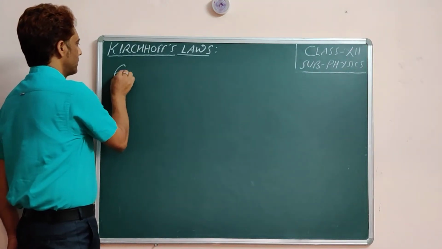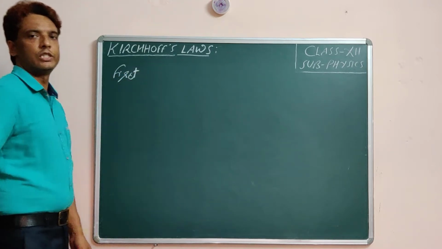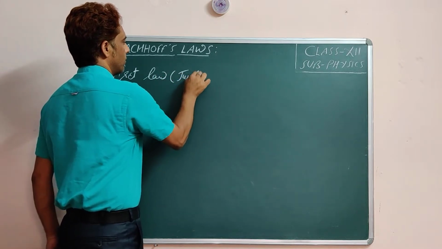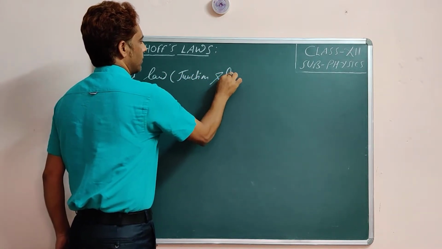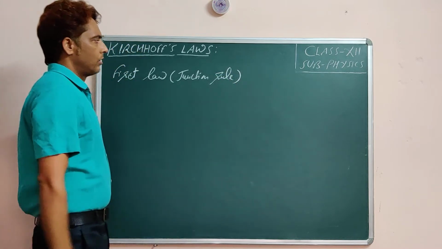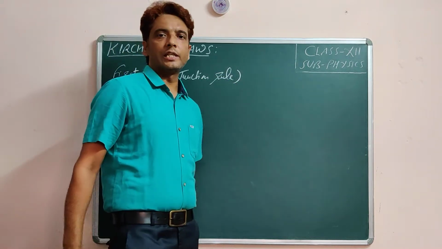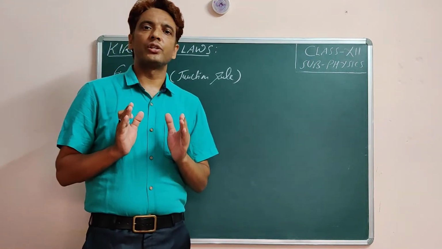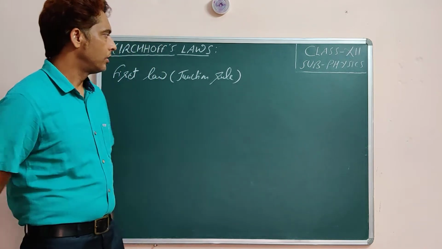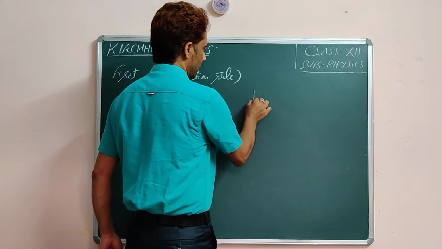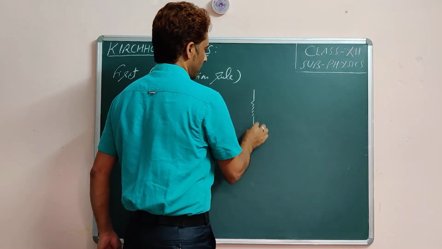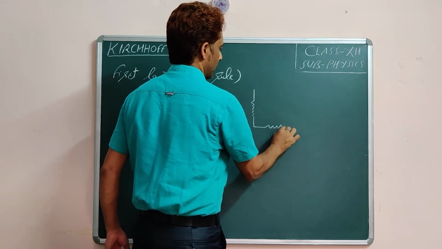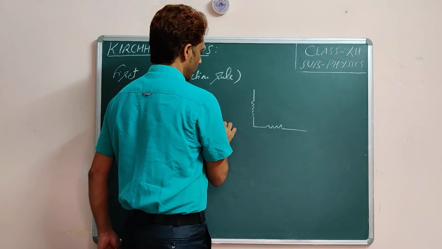First law is also known as junction rule. Junction rule. So this law states that the sum of currents meeting at a junction is always equal to 0, if I assume different currents which are coming or going away from the junction.